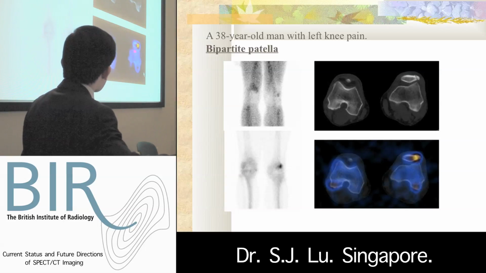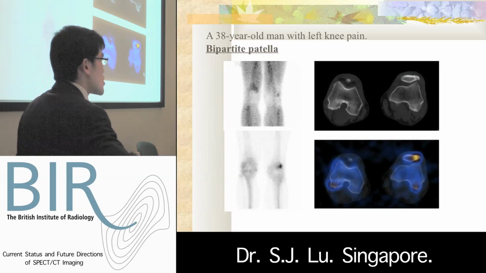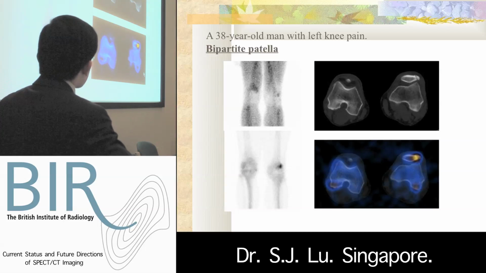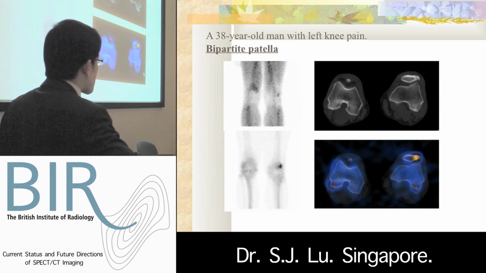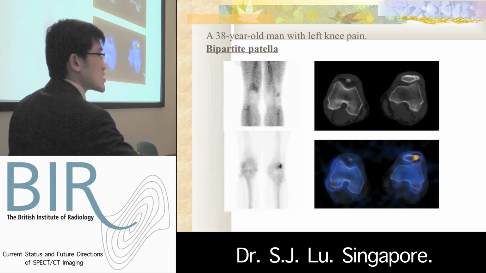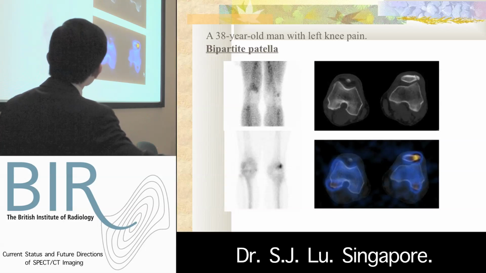SPECT-CT accurately localizes the osteoblastic activity to the bipartite patella, representing the cause of knee pain. So in this case, combined SPECT and CT imaging improves the specificity and provides a more confident diagnosis as compared to just bone scan or CT alone. So this highlights the incremental value of SPECT-CT.